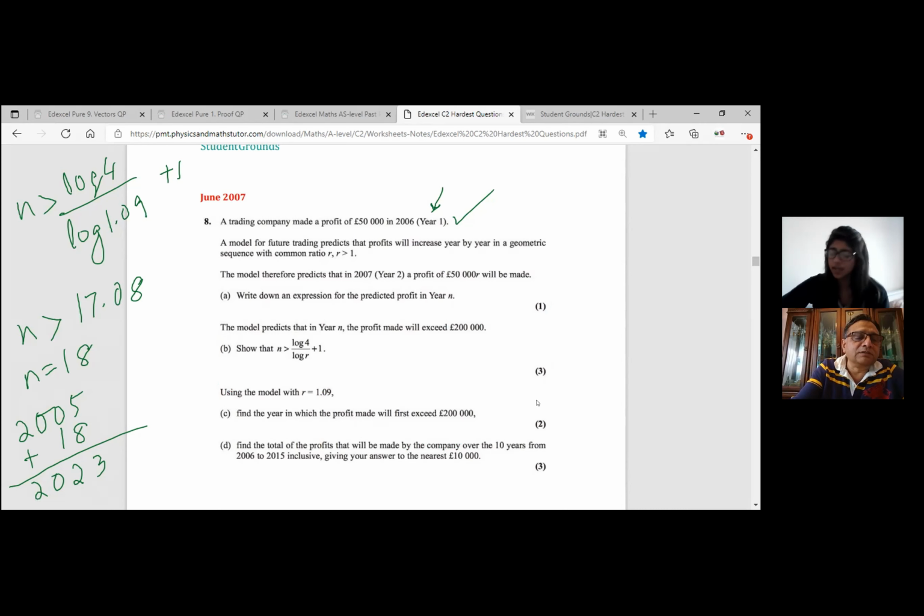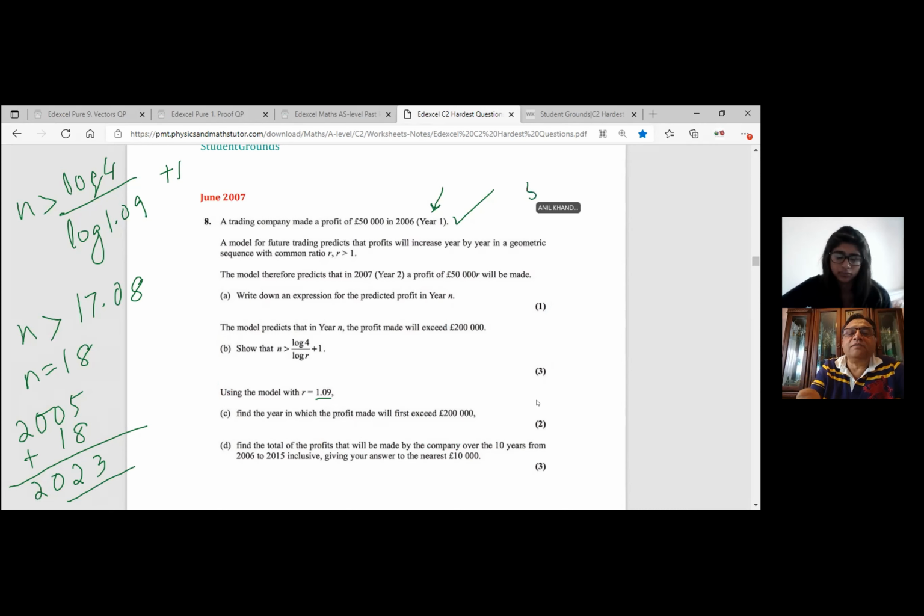Right. So can we check this value by substituting into the equation of part A? Yeah. So just plug in 18 in your equation. You will get much more than 200,000 because that was 17.08. But if you put 17, that will be a better check. It should be less than 200,000. So let me put the value 17 with r as this and check.